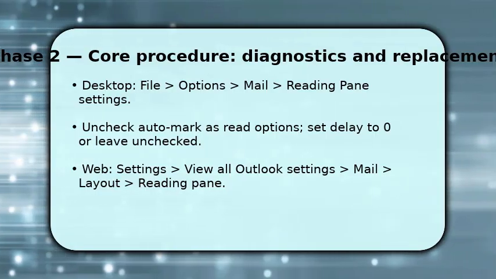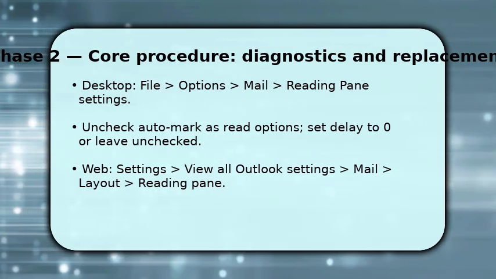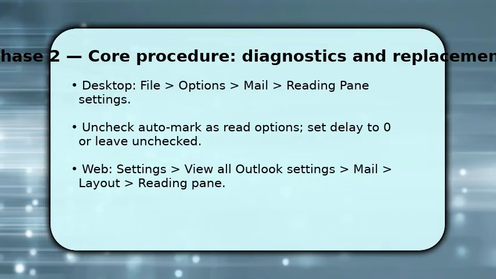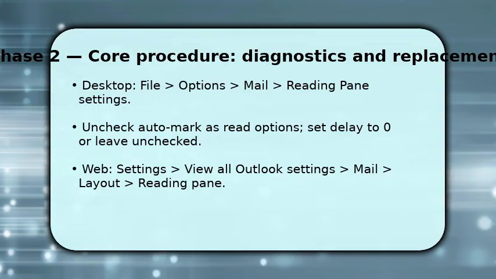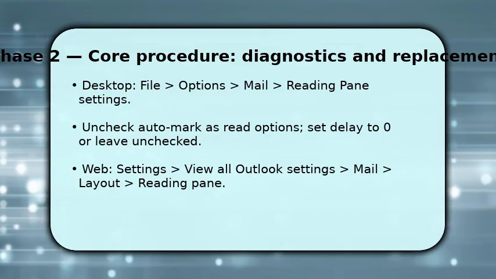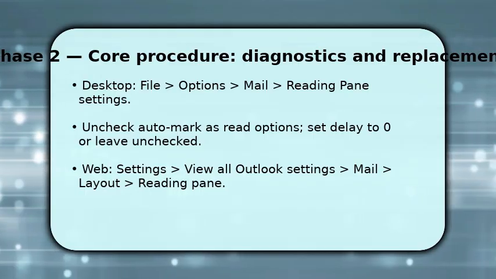On desktop, go File Options Mail Reading Pane and uncheck anything like Mark Item as read when viewed in the reading pane. If there's a delay box, set it to 0 or leave unchecked. On the web, open Settings, view all Outlook settings, Mail Layout Reading Pane, and turn off auto marking. Doing this stops accidental reads when you preview a message.